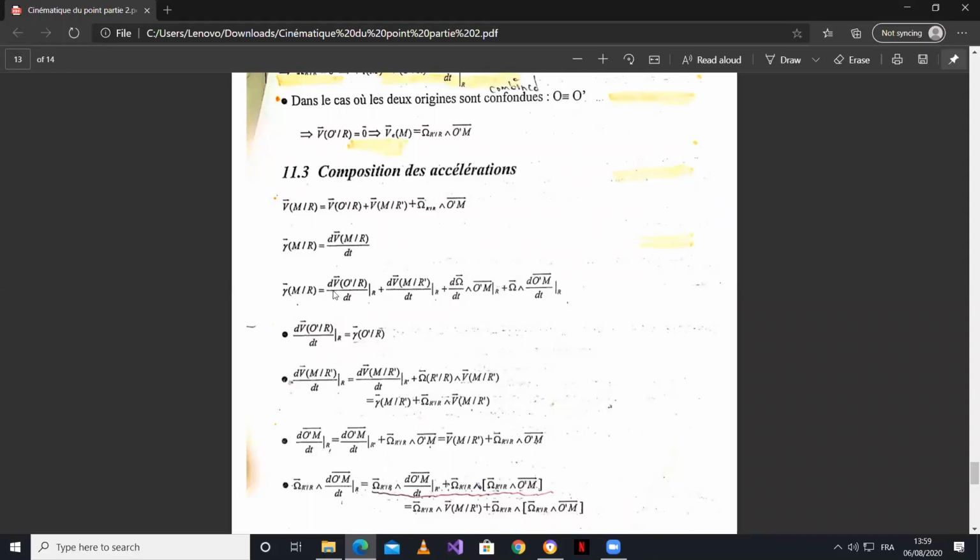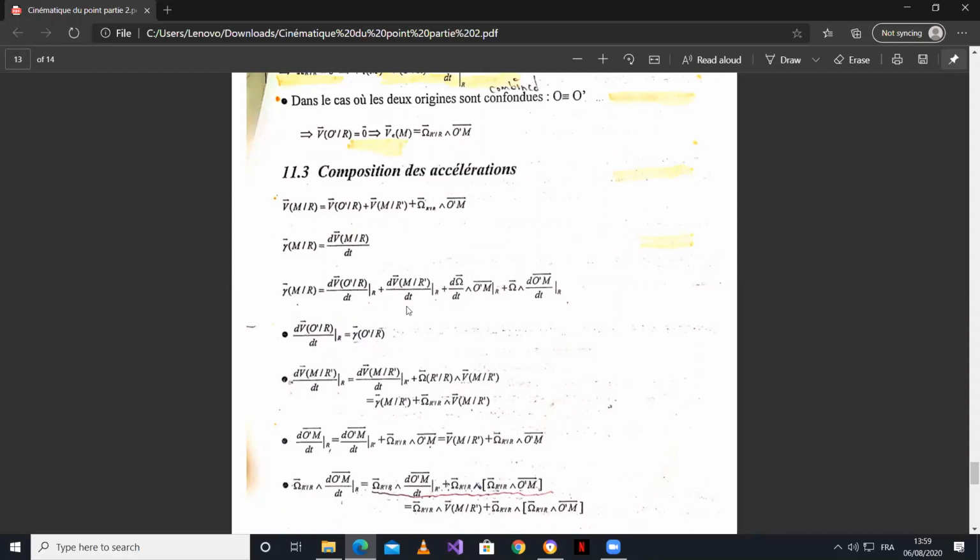We begin with this one, the vitesse d'entraînement, la vitesse du point O prime dans R. It's not going to change anything. That's going to be gamma de O prime dans R, because the derivative of the vitesse is simply l'accélération, which is gamma. So we just write it directly.